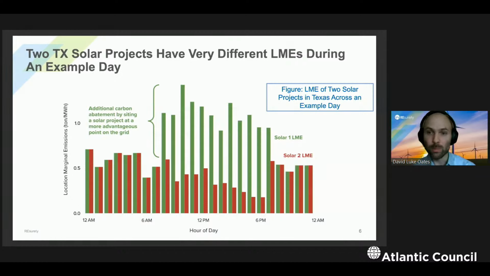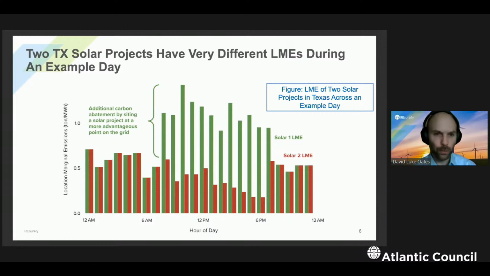So this chart is zooming in on just 2 solar farms in the far west of Texas for a single day in June, I believe, of 2018. The bars represent the locational marginal emissions rates for both facilities. The green bars show solar 1, the red bars show solar 2 in each hour of this example day.